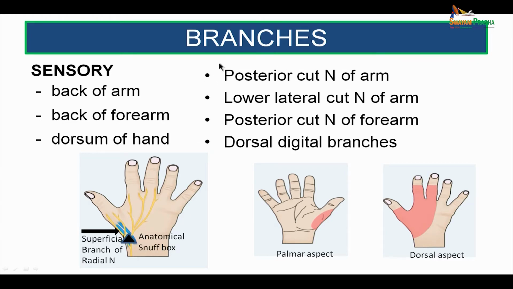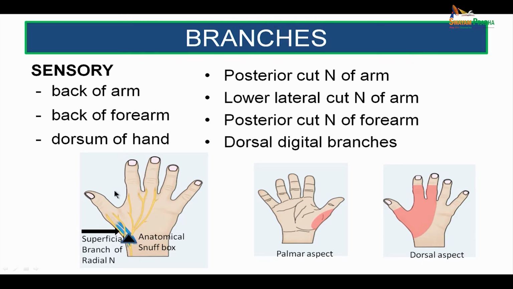Now, to talk of the branches, the sensory supply of the radial nerve at various levels. In the back of the arm, it gives off the posterior cutaneous nerve of arm and lower lateral cutaneous nerve of arm, which supplies the posterior aspect, and as the name implies, the lower and lateral portion of the arm, almost up to the level of olecranon process. It also gives off the posterior cutaneous nerve of the forearm, and onto the dorsum of the hand, it supplies through the dorsal digital branches.